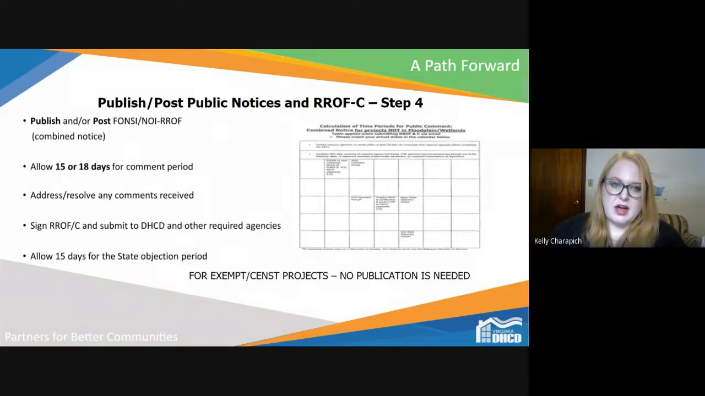When your time period is up, if you had any comments, you need to address and resolve them. Then you'll send your request for release of funds and certification to DHCD. And we have 15 days for the state objection period. If we don't have any problems with it, we'll go ahead and get your grant under contract. And remember, for exempt, categorically excluded not subject to projects, no publication is needed. Next slide, please.